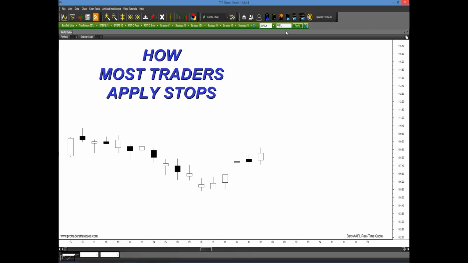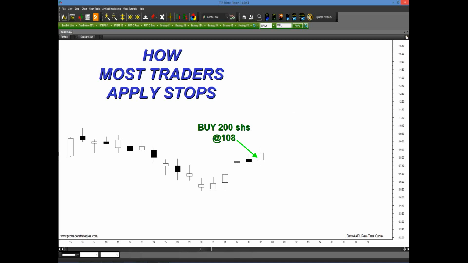For example, as we look at this chart here, this is one of the ways in which most traders apply their stops. As we see this older chart in Apple, let's say that you're very bullish on this, and after your research and analysis, you want to buy this. So you buy 200 shares at roughly 108. Now, after you've purchased Apple, you say to yourself, okay, I've got to protect myself. Where do I place my stop?